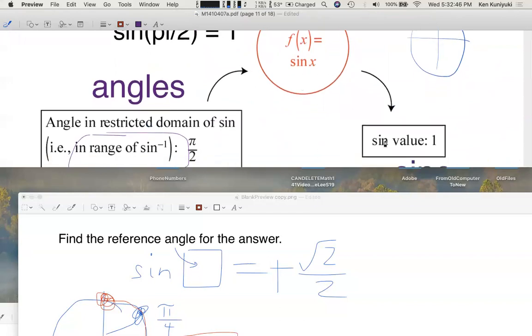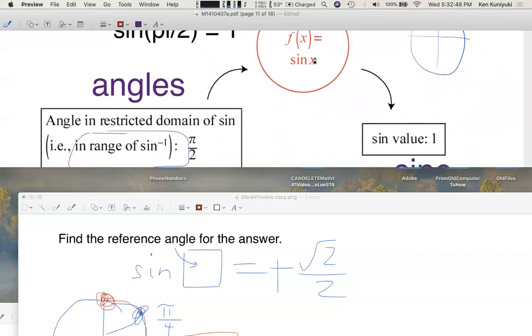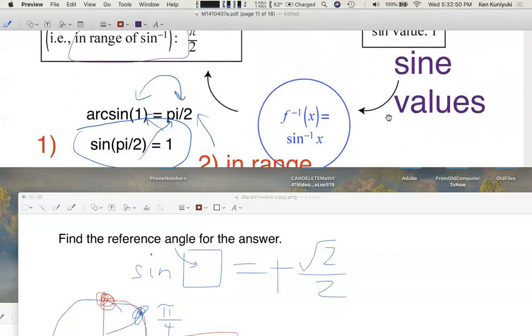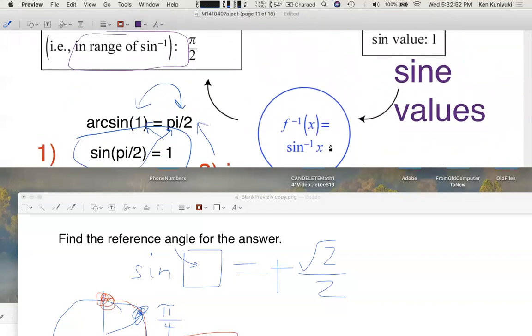The sine function outputs values between negative 1 and 1. That's the range for sine. And for the inverse sine function, we're only allowed to input sine values, values between negative 1 and positive 1. If you input something outside of that, like 3 or negative 3, then the result is undefined. It's not real. 3 is not a sine value. No go.